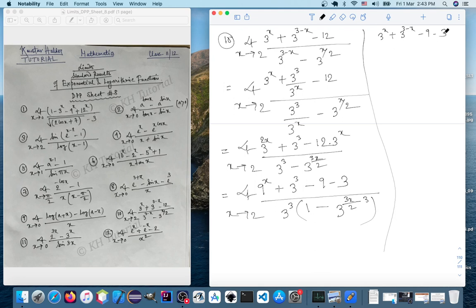From this, 3 to the power x minus 3, we club it, and 3 to the power 3 minus x minus 9. If we take 3 common here, we get 3 to the power x minus 1 plus, if we take 9 common here, we get 3 to the power 3 minus 6 minus 2.